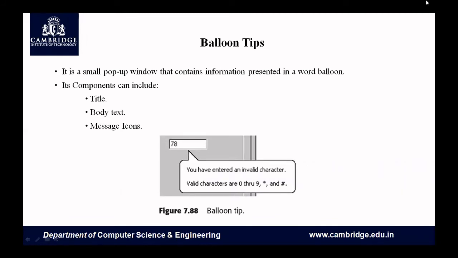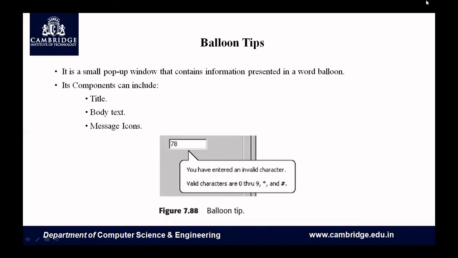Then the balloon tip is the advancement of the tooltip, which has more descriptive information, right? You can see it in the figure. An example I can take is the date of birth. On application forms, you will be filling in the date of birth. If you fill in a wrong format, it will show you, okay, this is a wrong format, you have to fill in so and so format. So that is called a balloon tip, and the components of balloon tips are title, body text, and message icons.